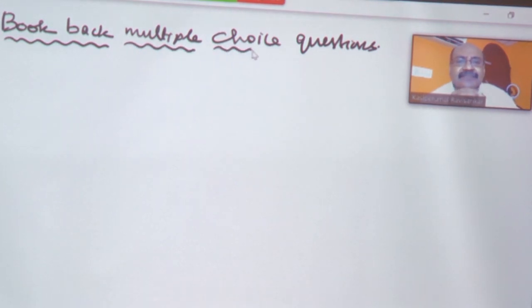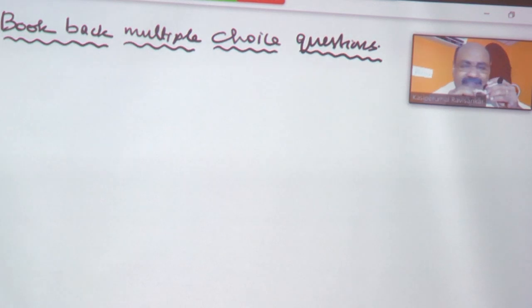Today, we will see the book back multiple choice questions. You have some 15 questions there. All are multiple choice questions, which means each carries 1 mark. So let us go with the first problem. I will explain how you can get that answer.